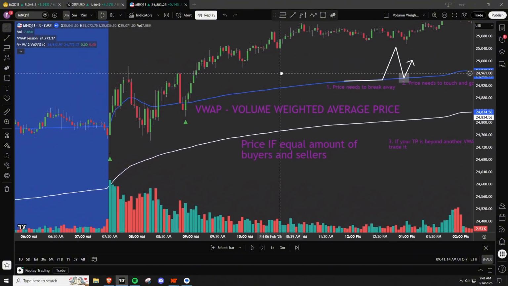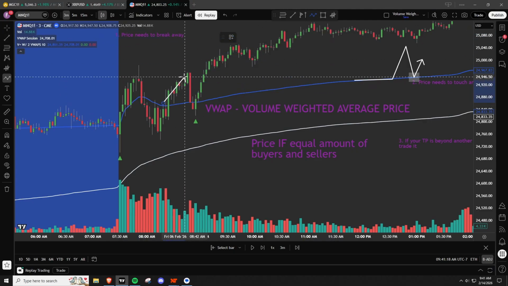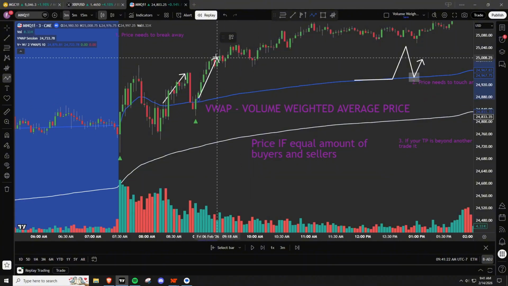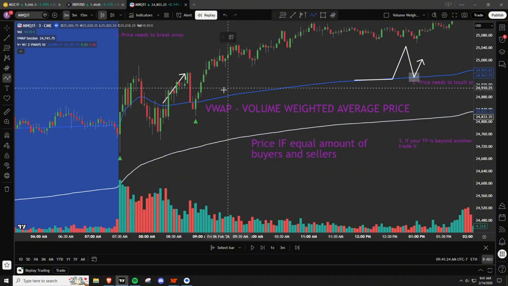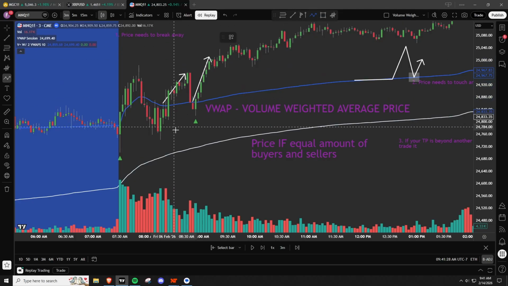So let's see what we're talking about. So first of all, price needs to break away. We have a breakaway right here. I'm just gonna mark the breakaways that I notice, and then I'll go back and look at stuff. Here we don't really have one. It's only 3 candles, and it's not very far. Same thing here. 3 candles, not very far. This one is 1, 2, 3, 4, 5, about 6 candles, and yeah.